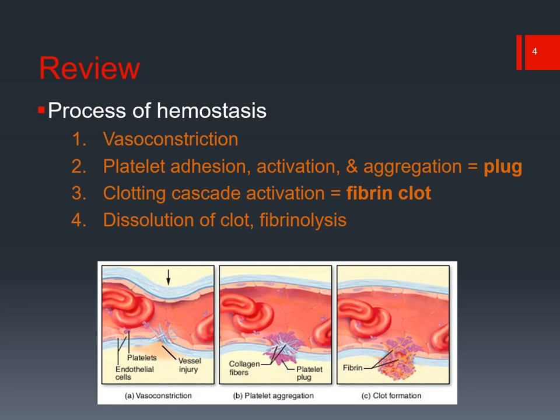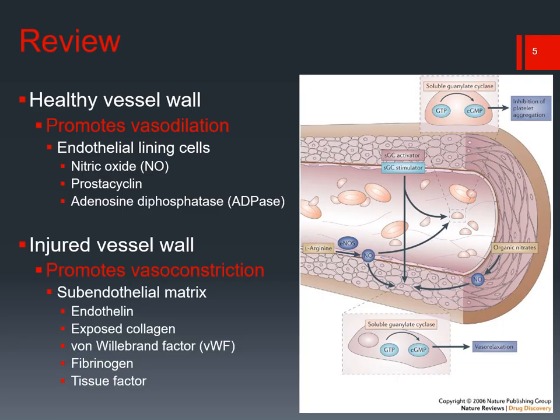It is important that we understand the detailed steps of steps 2 through 4 in order to adequately identify what drugs fall into which class and where they work within this process to either enhance clotting or bleeding, whatever the need may be. Here we have a cross-sectional image of a blood vessel. And you'll notice that in a healthy blood vessel, we have a number of substances that we're responsible for understanding their role and responsibilities in maintaining that healthy blood vessel wall.